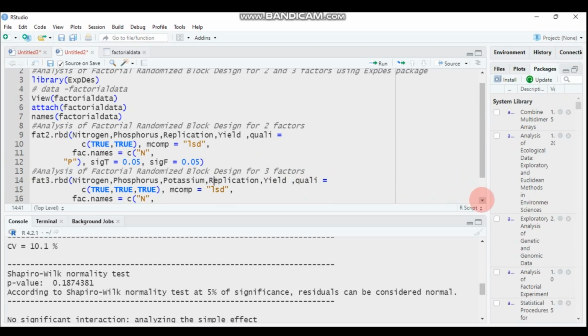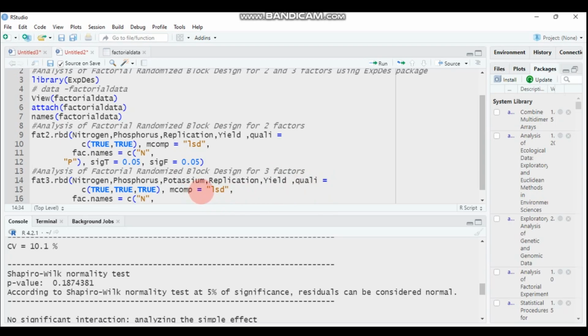The second one is using the factorial randomized block design for three factors in the experimental design package. The only thing you have to change from the two factors is to make two into three. Then you have to add one factor, because here we have nitrogen and phosphorus, but you have to add potassium additionally. So nitrogen, phosphorus, potassium. And again, you have to tell R that all your factors, nitrogen, phosphorus, potassium, are qualitative. So qualitative equal to true means you are telling R your treatment is qualitative.